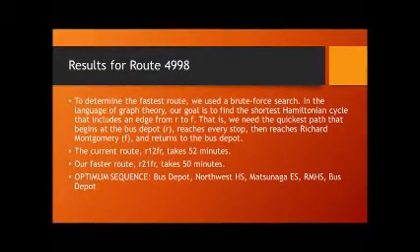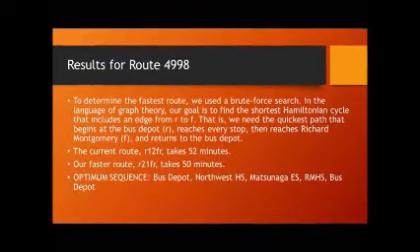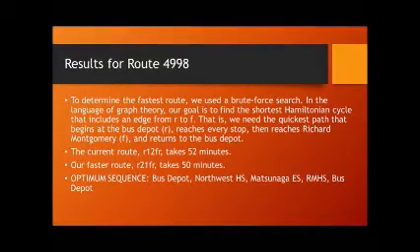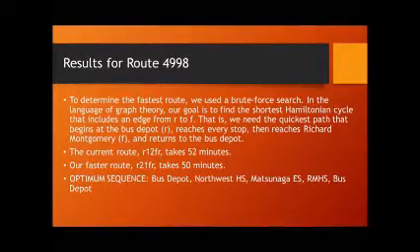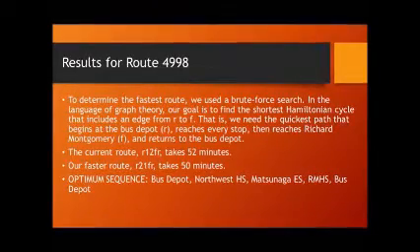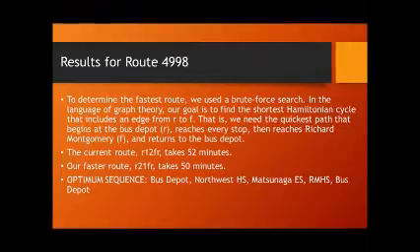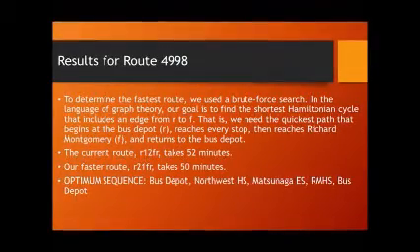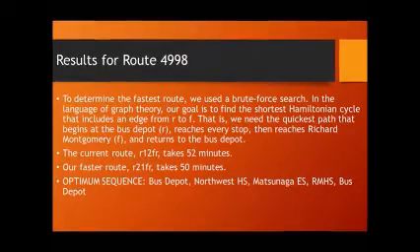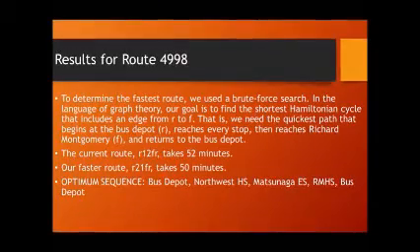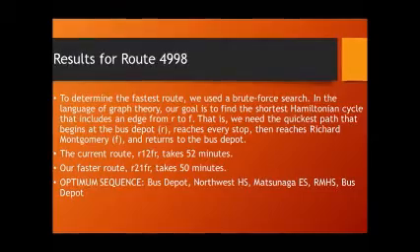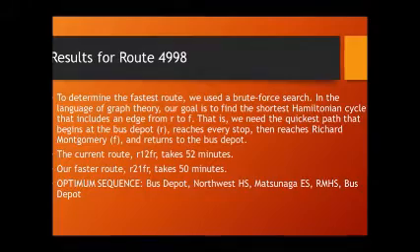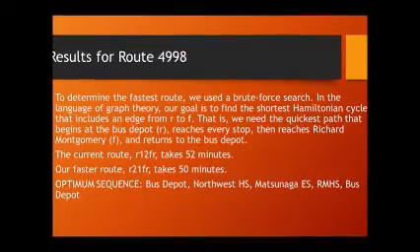These are the results for Route 4998. To determine the fastest route, we used a brute force search, which means we listed every possible path from the bus depot to Richmond Montgomery. In the language of graph theory, our goal was to find the shortest Hamiltonian cycle that includes an edge from R to F. That is, we need the quickest path that begins at the bus depot R, reaches every stop, then reaches Richmond Montgomery, which is F, and then returns to the bus depot.